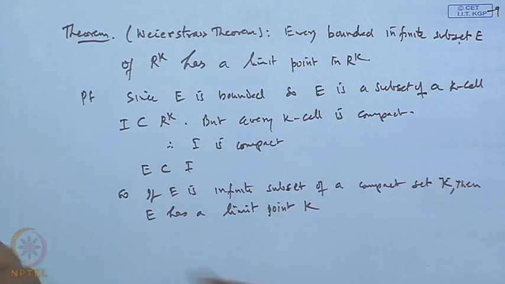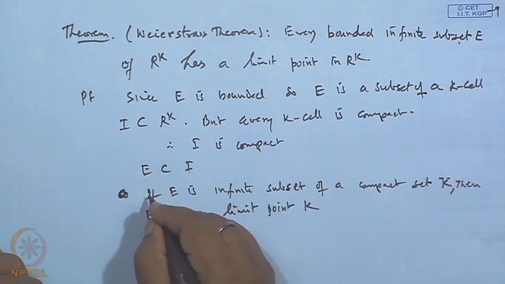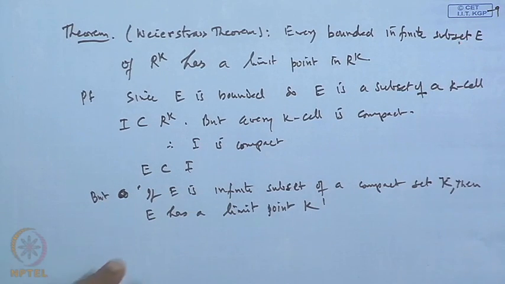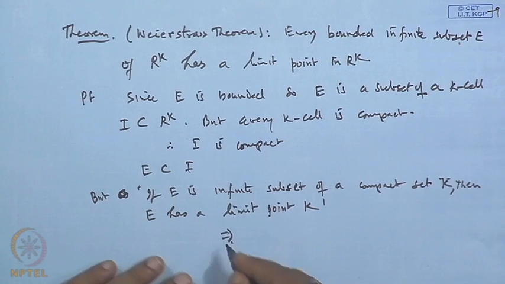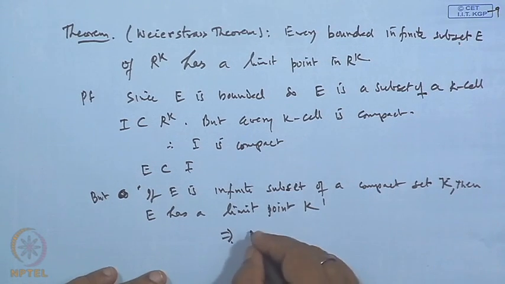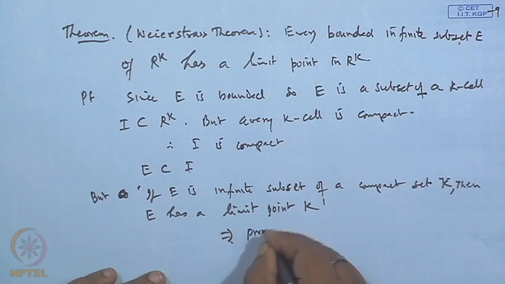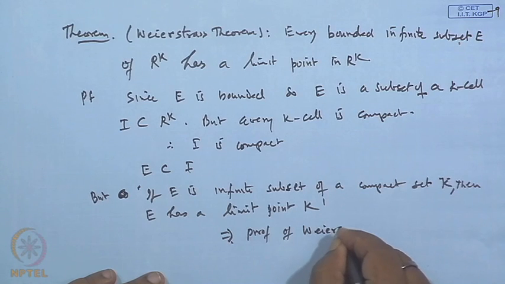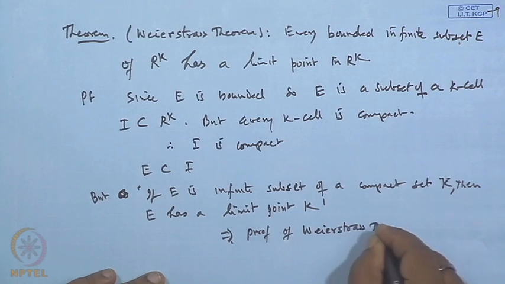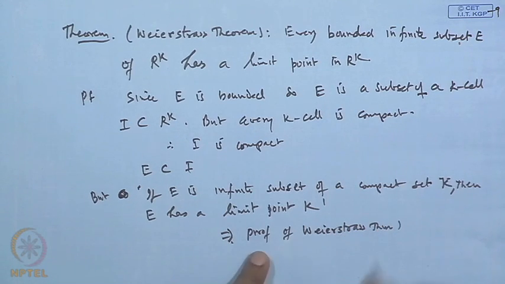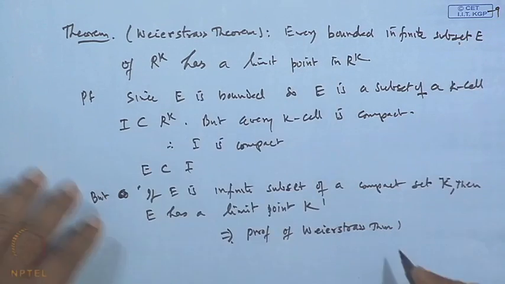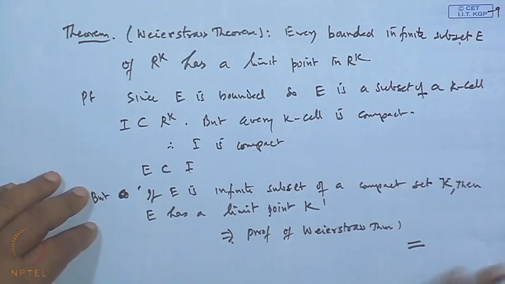This we know. So, using this result, we get the proof of the Weierstrass theorem. Because in the Weierstrass theorem, we wanted to prove that a bounded infinite subset of R k has a limit point in R k. So, this completes the proof of this. Okay.